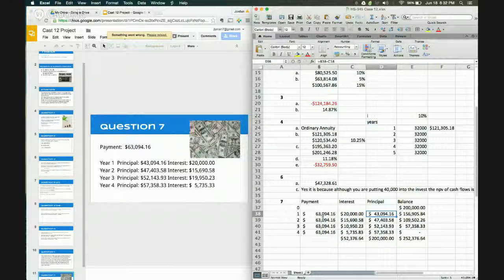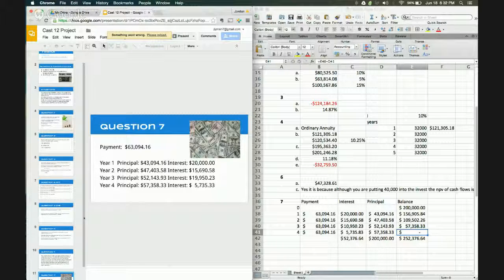You take the payment, and it'll come out to be $20,000 in interest. And then the principal for that first year, you're paying $43,094.16. And then you get the balance at the end of the spreadsheet. And the spreadsheet just flows like that from the payment down with the interest and principal to balance until in the 4th year when it zeroes out. And then over here we have it broken down as well. And that's everything.